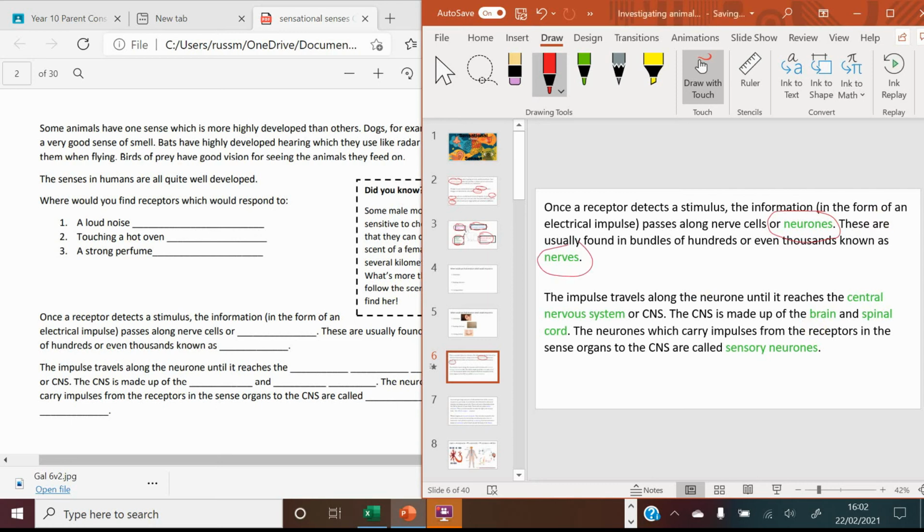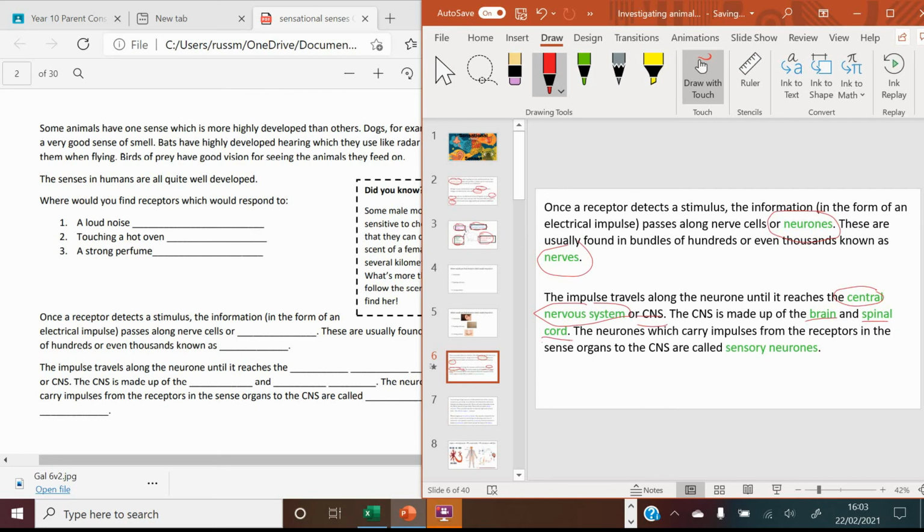The impulse travels along the neuron until it reaches the central nervous system, or the CNS. Okay, and the CNS is made up of two things, right? It's the brain and then the spinal cord. So what's in your head and then running down your back.